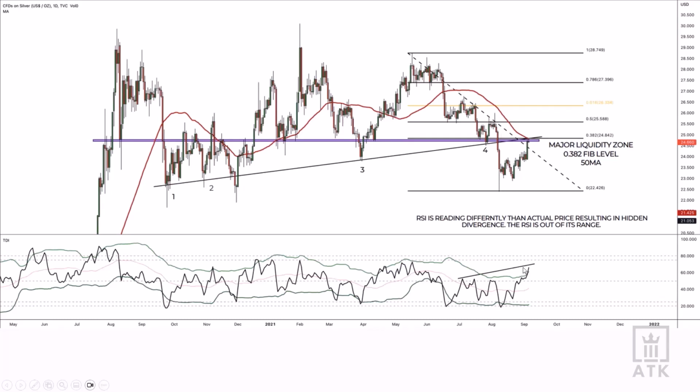When you jump down to the TDI, the current peak is higher than this peak. This peak is right here. That's lower on the TDI and higher on price action. So the trend line rejection, the resistance rejection, the 50 MA, and the hidden divergence is a sign that this is getting ready to continue the trend to the downside.